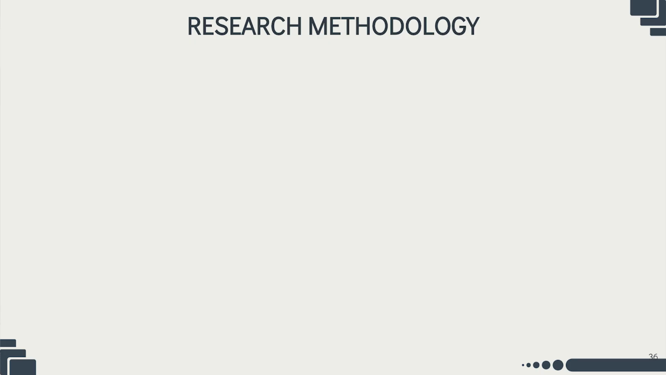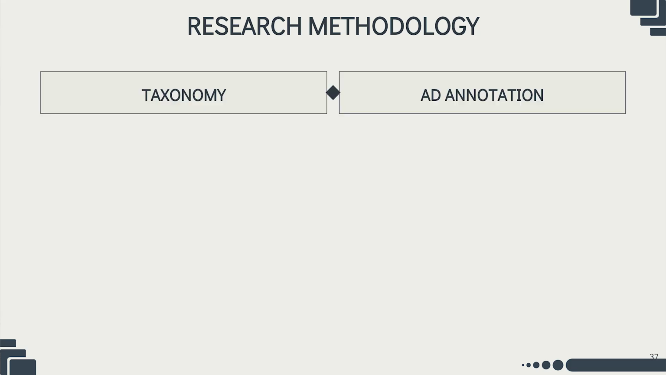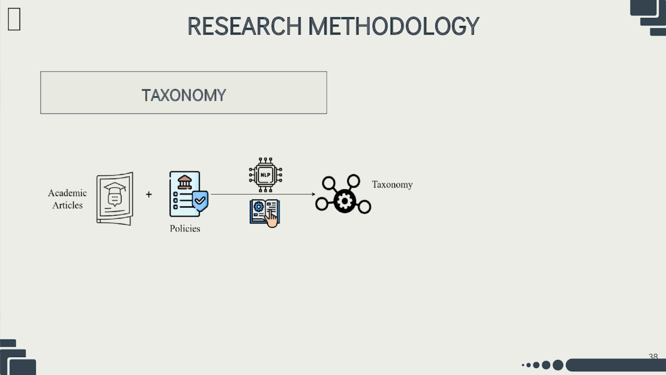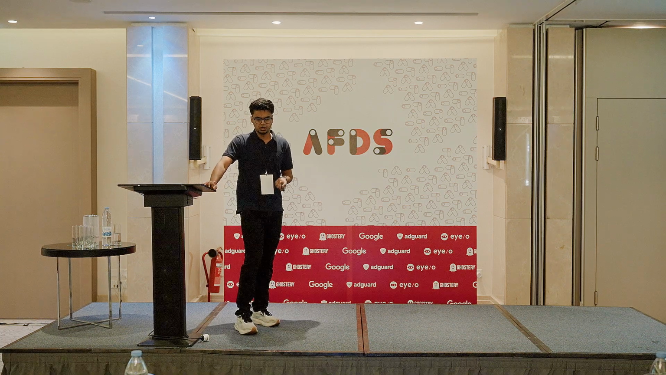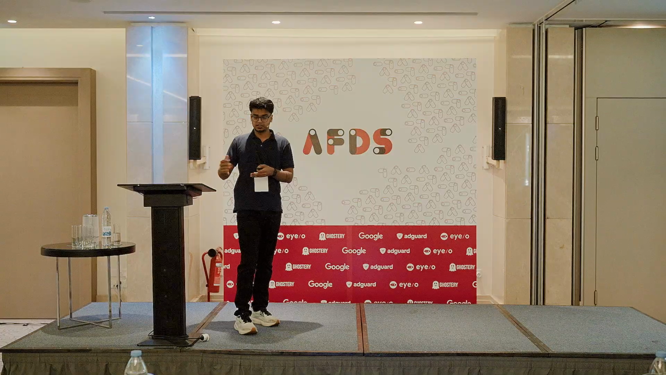So to design the experiment, we have 2 phases. One is coming up with a taxonomy, and another part is to collect these ads and annotate these ads. In order to come up with a taxonomy, we go through all the academic articles that are present, as well as all the ad policies for different exchanges like Meta, Bing, Google, etc., and then apply some NLP techniques to get the taxonomy.